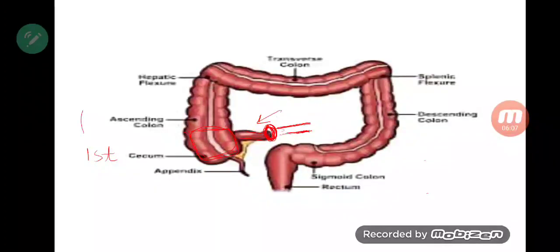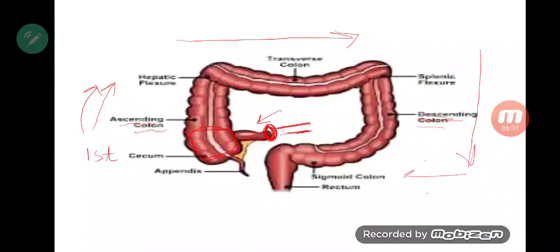Then we go to the colon. Here is the ascending colon. Then we have the transverse colon, and we have the descending colon. Then we go to the sigmoid colon. Finally we reach the rectum and the anal canal.